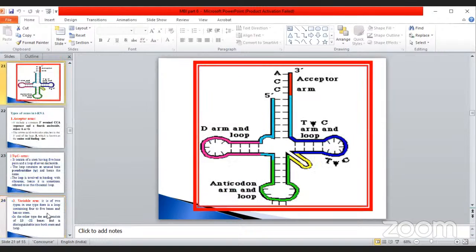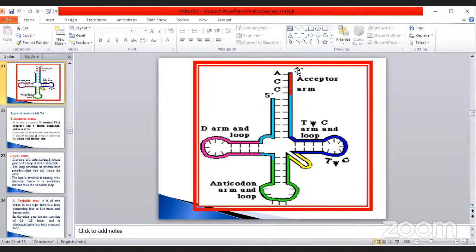So rRNA, tRNA, and mRNA are essential. This is the tRNA structure. How many arms are there? 5 arms are there. It is a single polynucleotide chain, but it makes a 5-arm structure. Then only the cloverleaf model formation takes place.